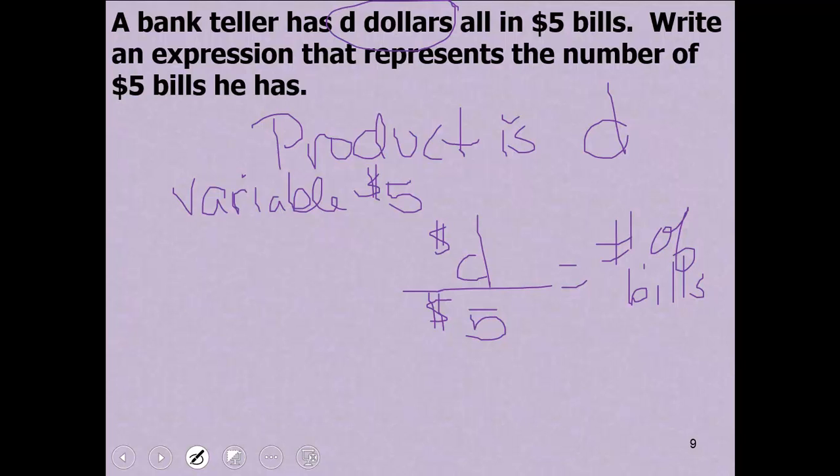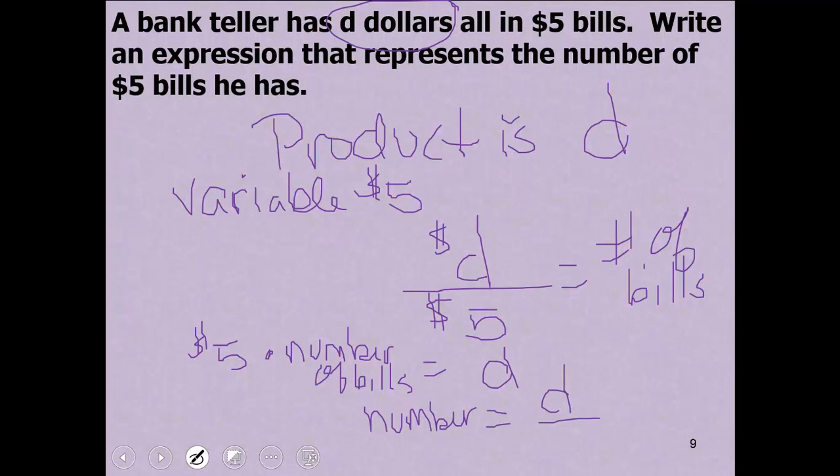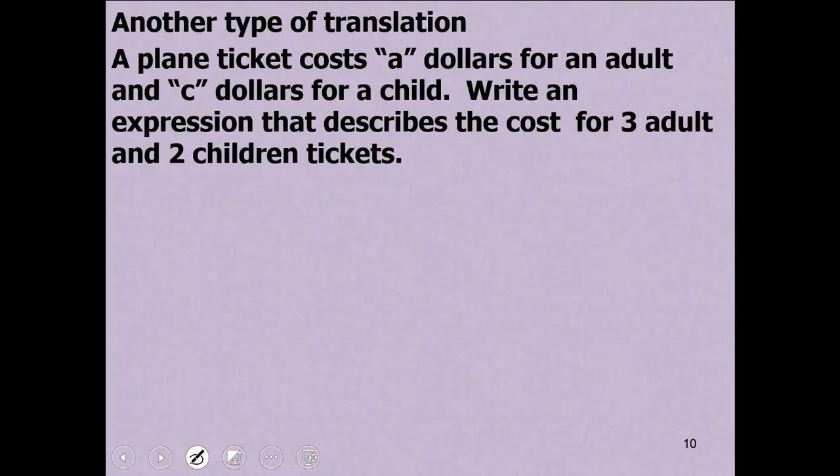Another way to think of it is, if you did it the long way, it would be $5 times the number of bills has to equal D. So, how do I get the number of bills all by itself? I have to divide by 5. So the number of bills has to equal D divided by 5. Same thing.